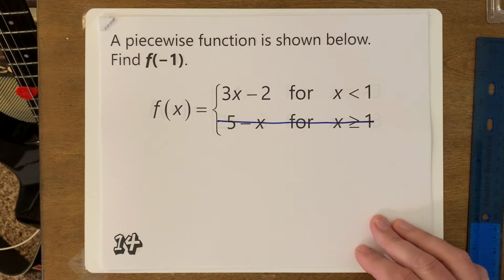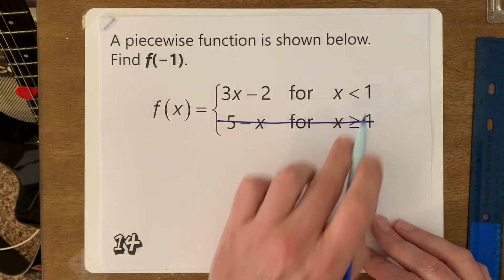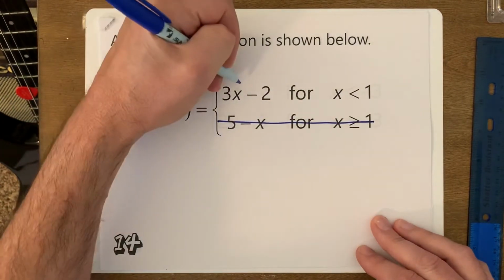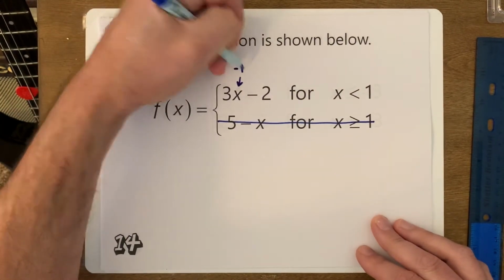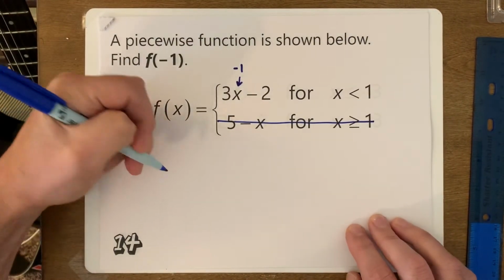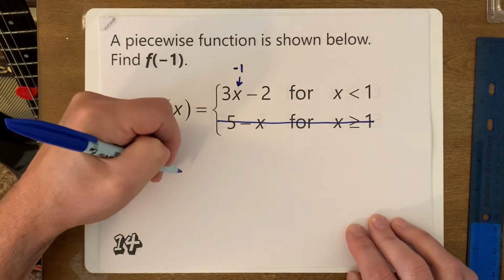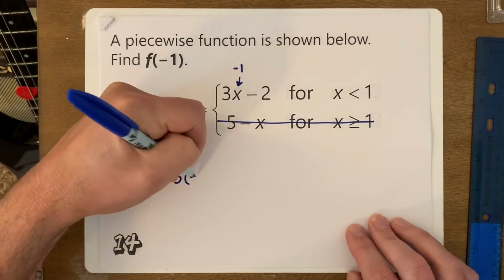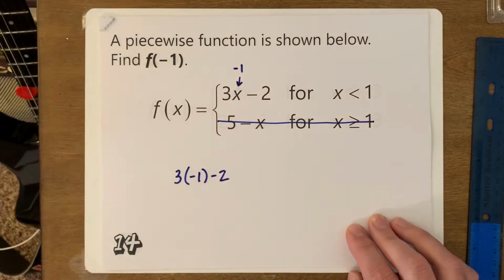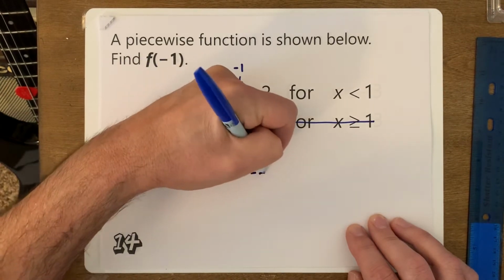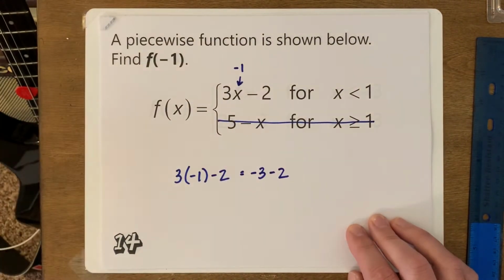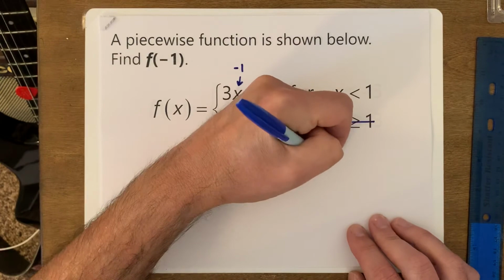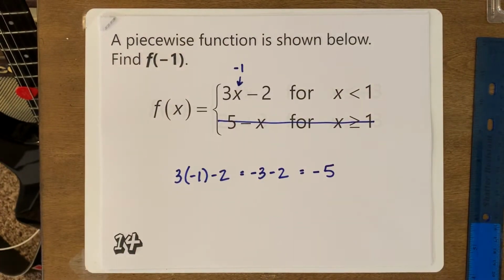We don't want to use it. -1 is less than 1. So we go over here, and this is where we're going to plug that -1 into. So what we need to do is figure out what f of -1 is. 3 times -1 minus 2 is equal to -3 minus 2. And so our value is going to be -5 for that one.